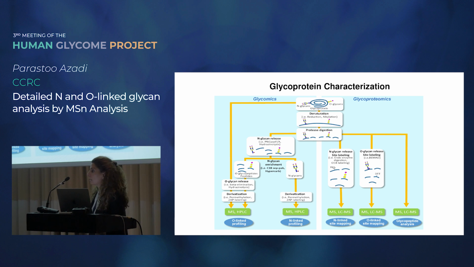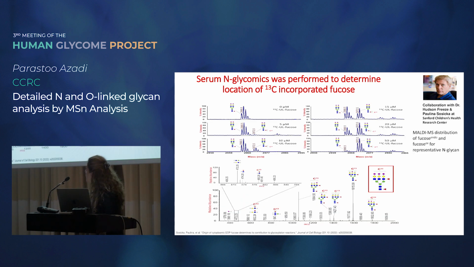And then we'll do mass spec analysis depending whether it's N-linked or O-linked. And in O-linked, we can use beta elimination to release the glycans or hydrazinolysis sometimes. So I'm just going to go through a few examples, as I said, in the last few months that we've done.